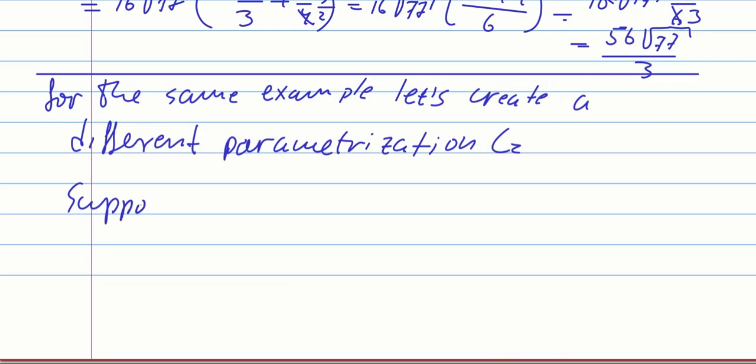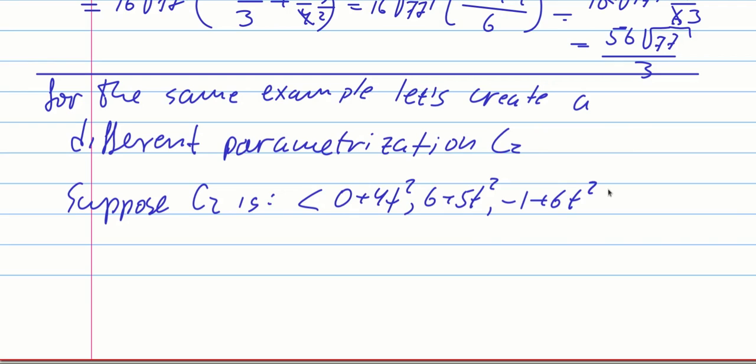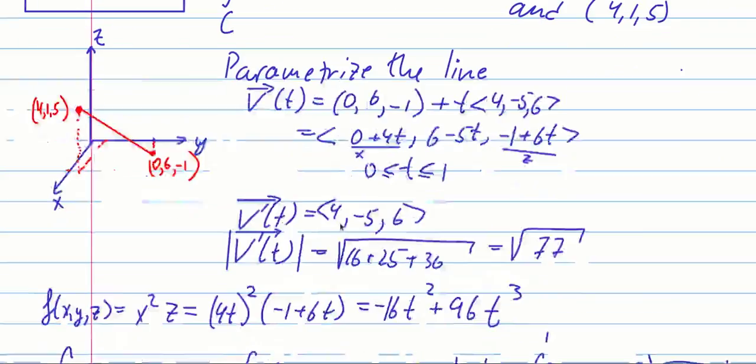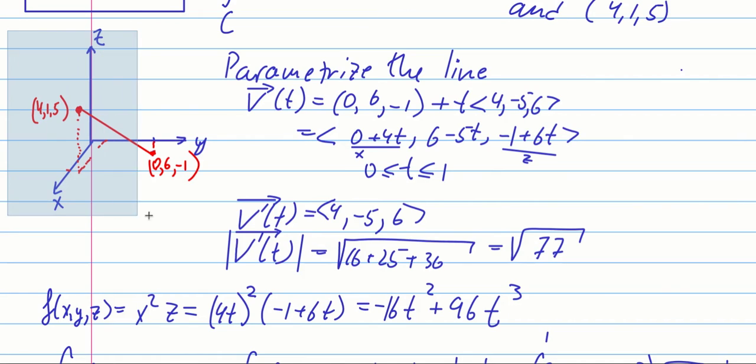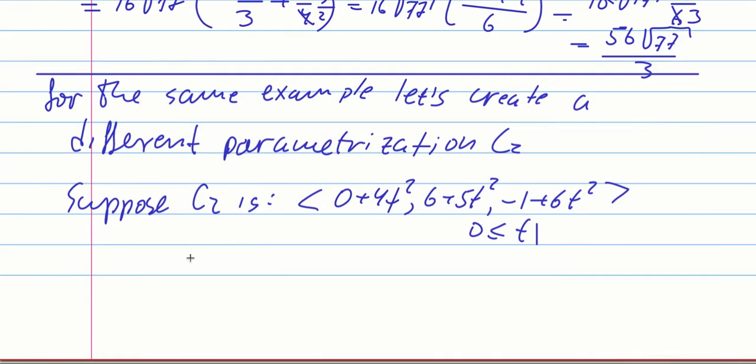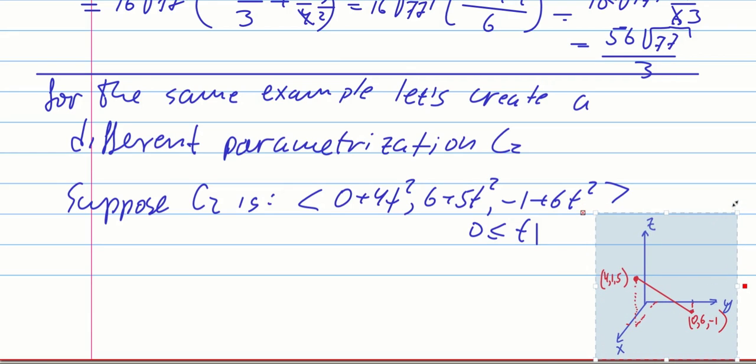So suppose C2 is 4t squared, 6 minus 5t squared, and minus 1 plus 6t squared for t between 0 and 1. So basically, if we go back to our picture and grab it from here, what we're trying to achieve is to take a different path, something like this.